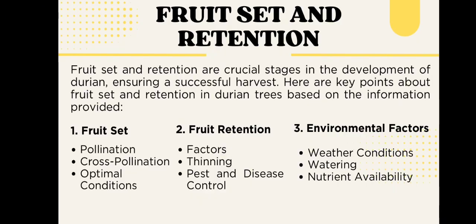Fruit set and retention. Fruit set and retention are crucial stages in the development of durian, ensuring a successful harvest. Here are the key points about fruit set and retention in durian trees based on the information provided. Number 1 is fruit set: pollination, cross-pollination, and optimal conditions. The second one is fruit retention: factors include thinning, and pest and disease control. And the third one is environmental factors. Meron tayong weather conditions, watering, and nutrient availability.